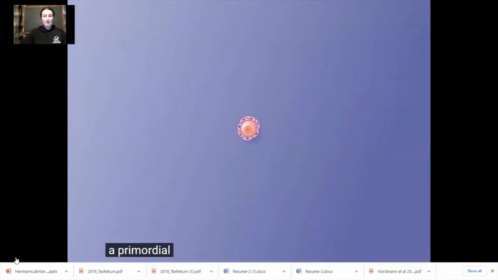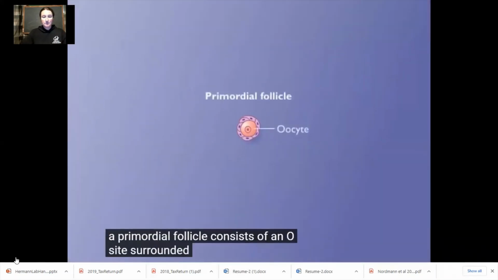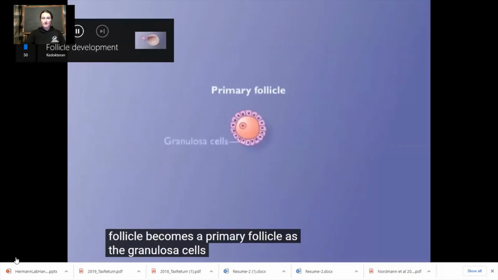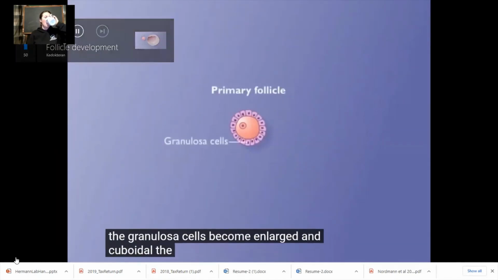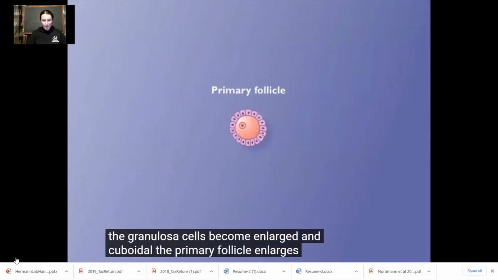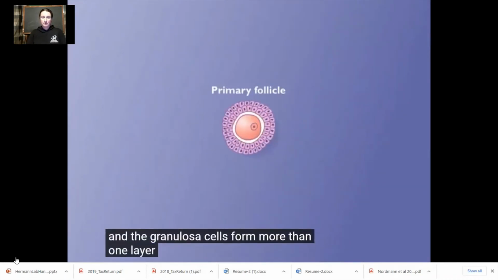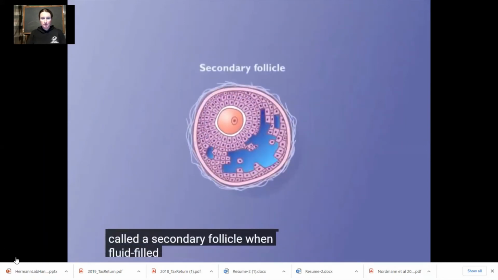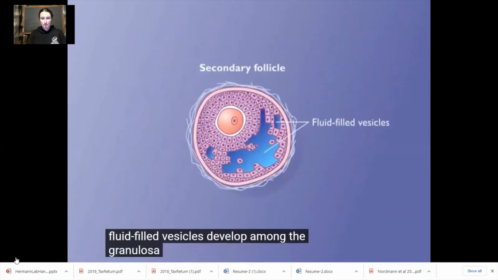gametogenesis is occurring. A primordial follicle consists of an oocyte surrounded by a single layer of squamous granulosa cells. A primordial follicle becomes a primary follicle as the granulosa cells become enlarged and cuboidal. The primary follicle enlarges and the granulosa cells form more than one layer. The zona pellucida forms around the oocyte. The structure is called a secondary follicle when fluid-filled vesicles develop among the granulosa cells and a well-developed capsule, or theca, becomes apparent around the granulosa cells. The theca possesses internal and external layers.